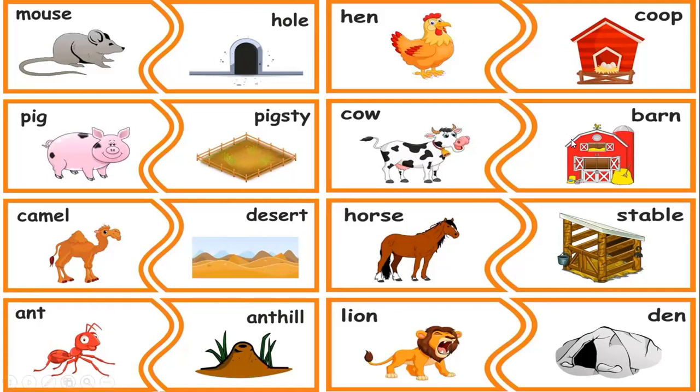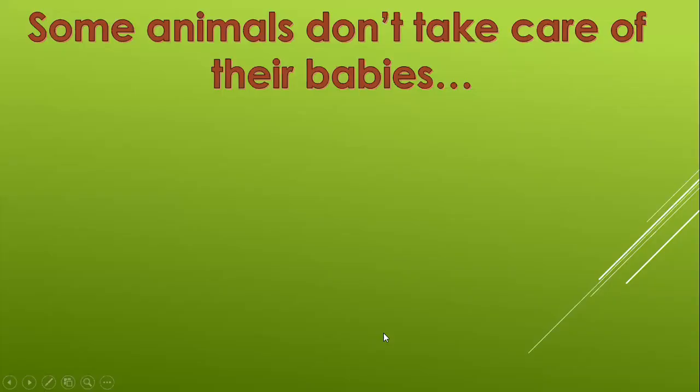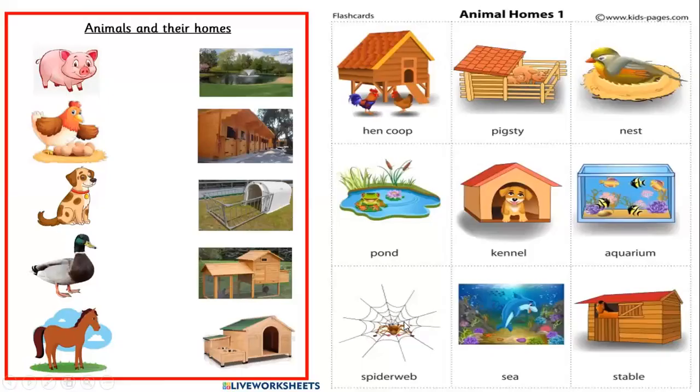Okay. So the house of the cow is called a barn. Horses, they usually stay in stables. And lions, they usually stay in dens. Okay. The next example here is a hen, dog, duck. So see here, they have different houses here. They stay in these houses. Now, if you see even insects, look at the spiders. Spiders, they always stay in the webs.